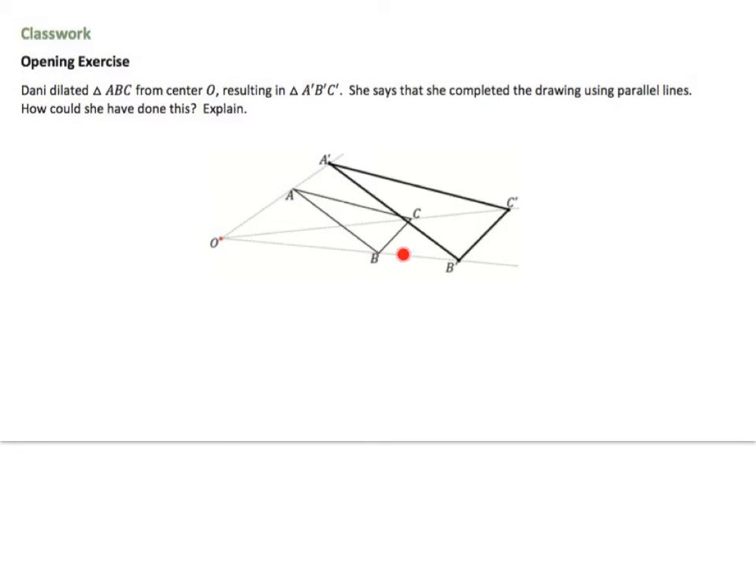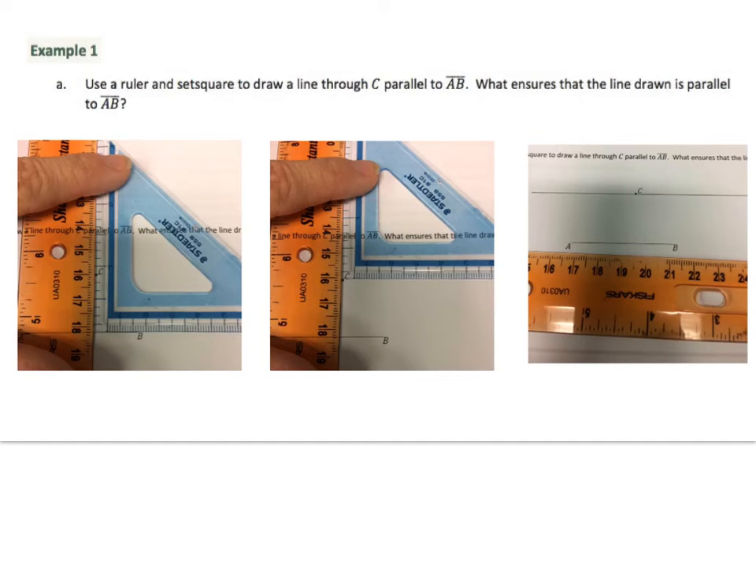Okay, the distance from here to here is proportional to the distance from here to here. We proved that when we did ratios. So let's use this information to actually create parallel lines. Everything will be the correct scale by using parallel lines. First of all, let's use a ruler and a set square to draw a line through C parallel to segment AB. What ensures that the line drawn is parallel to AB?